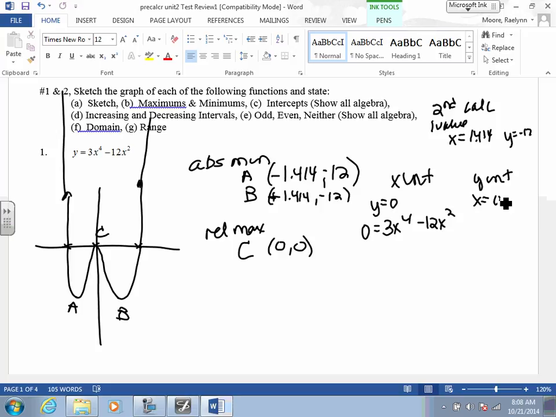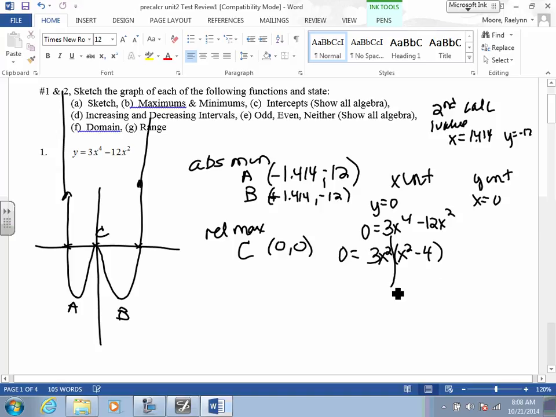So now we have to factor this. What can we factor out? 3 and an x squared. Good. And what's left? Minus 4. Good. So we set these to 0. See your double root right here with the x squared? That's why we should have gotten 4 roots, and we'll factor this. But we only have 3 because one of them is a double.